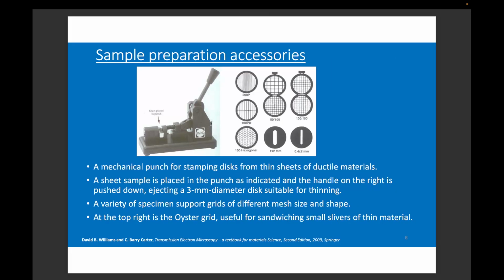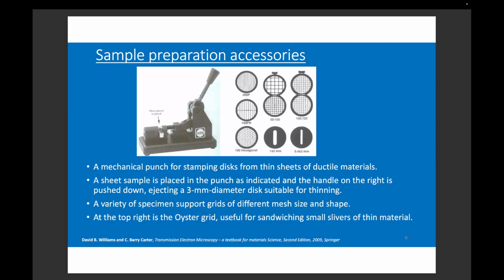And this is the sample preparation accessories. This is a mechanical punch, which we use to get a 3 mm disc from our material. Let's say there is a bigger material, and from that bigger material we cut it.